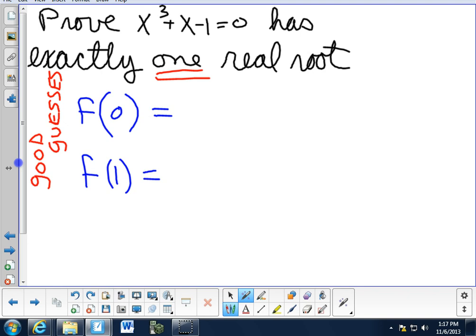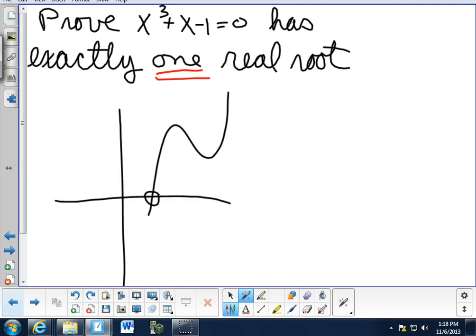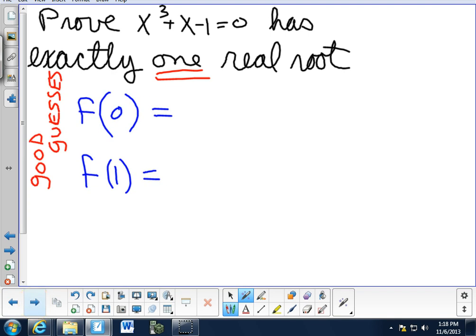So I'm going to randomly pick two numbers, 0 and 1. Now, it wasn't really random. I had some good guessing going on here because I kind of sort of knew what the graph really looked like. But I randomly, quote, randomly picked 2 points. Well, let's plug in 0. When I plug 0 into there, you come up with an answer of -1. When I plug in 1, 1 plus 1 is 2, minus 1 is 1.